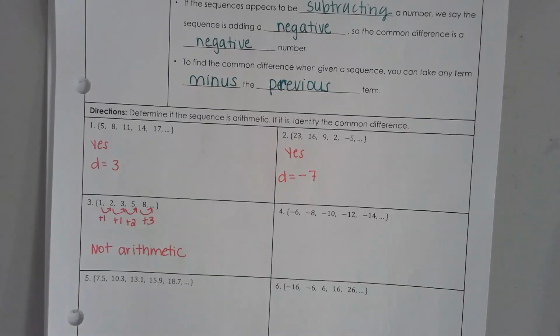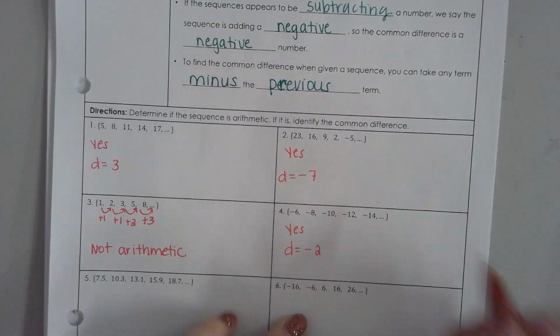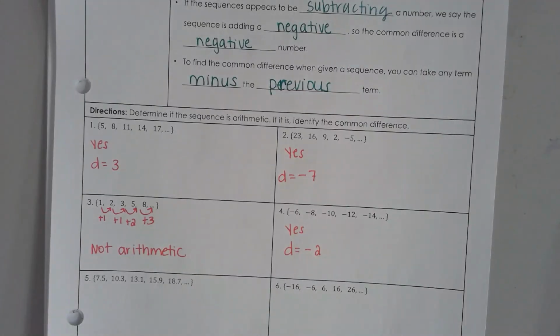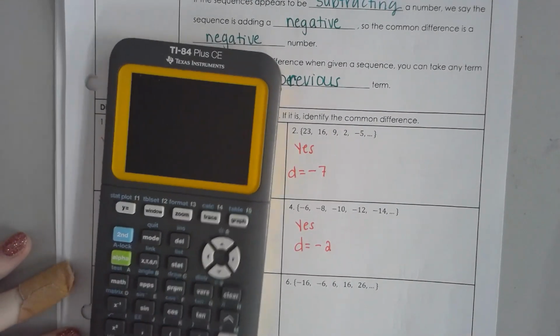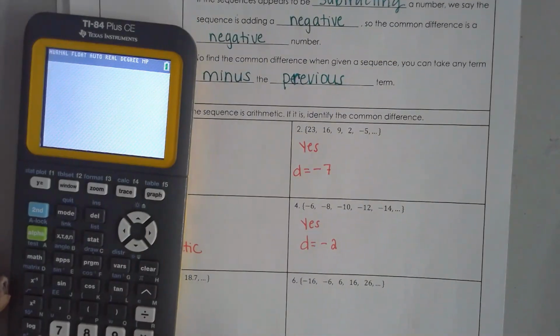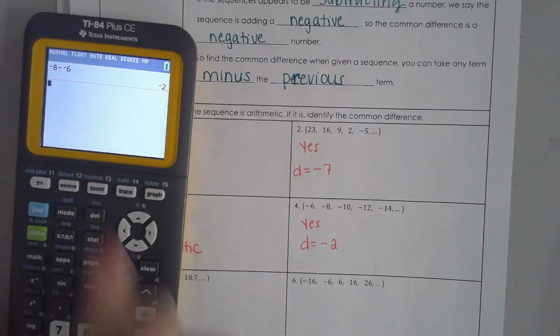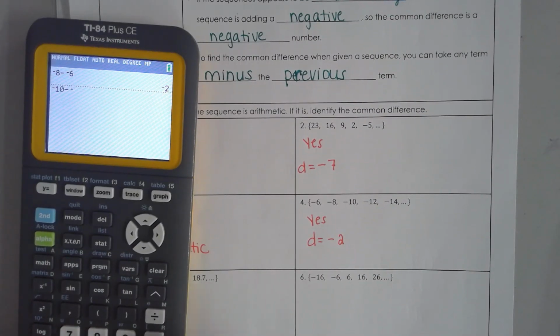All right, number 4. Yes or no? What's it adding? It's adding negative 2. Yep. If you take negative 8 minus the one before it, you get negative 2. If you take negative 10 minus negative 8, you get negative 2.